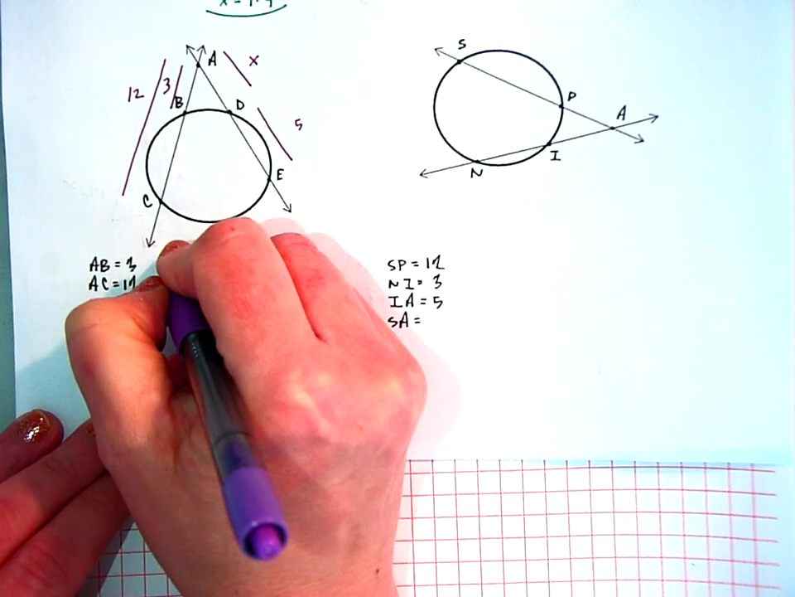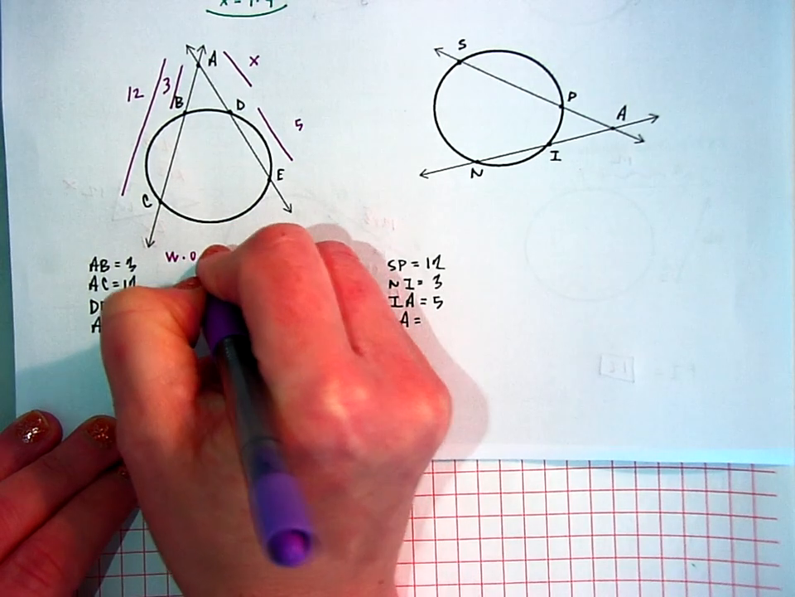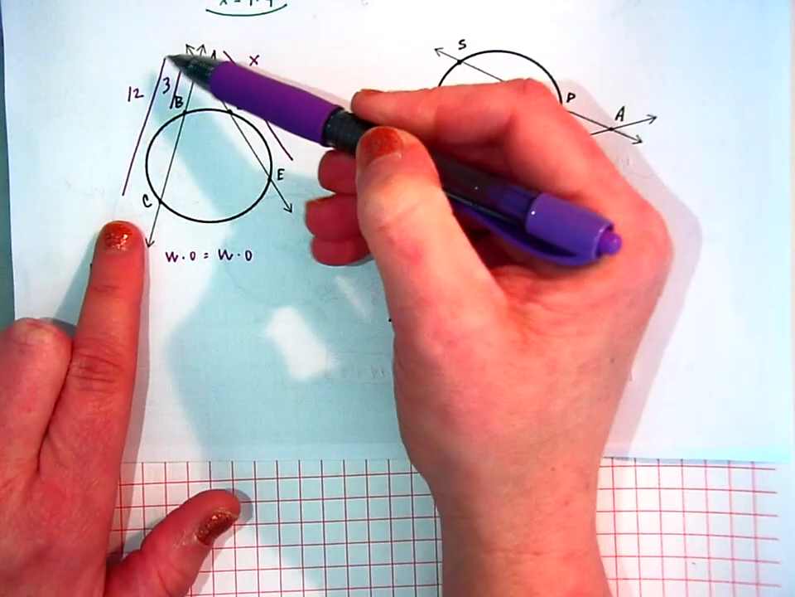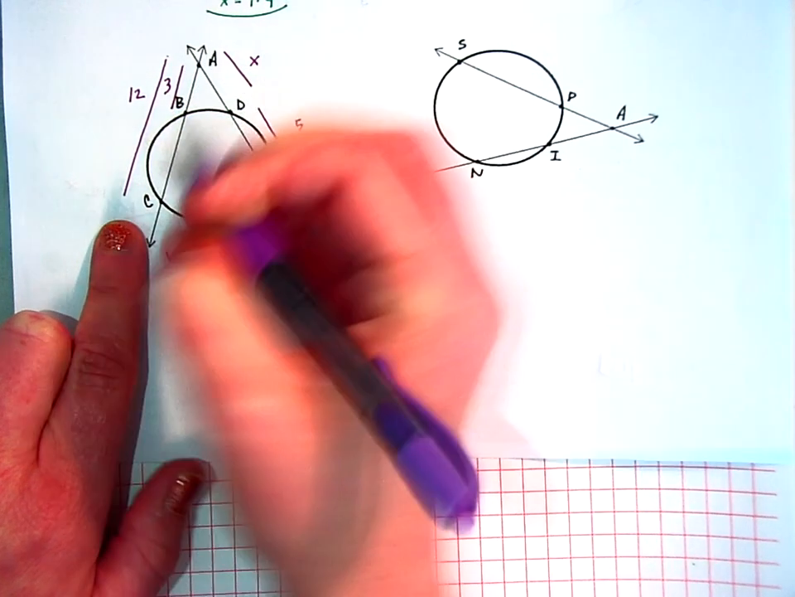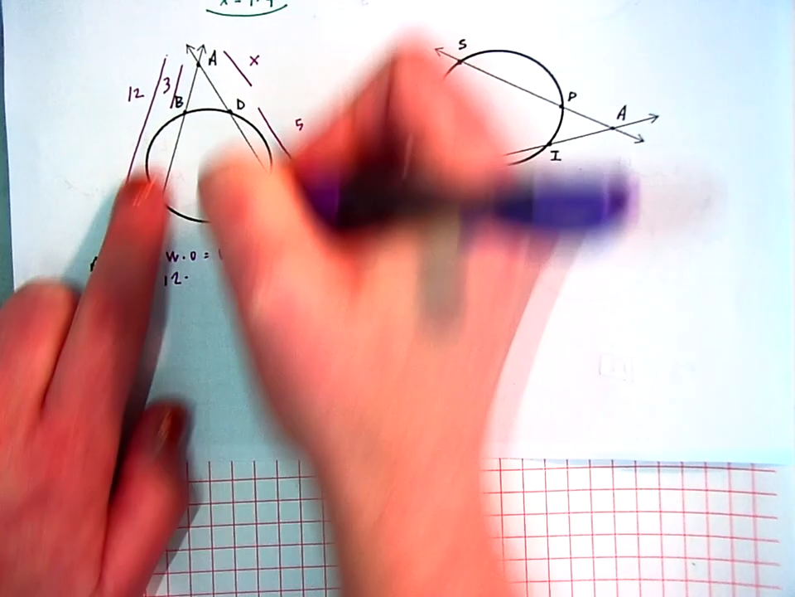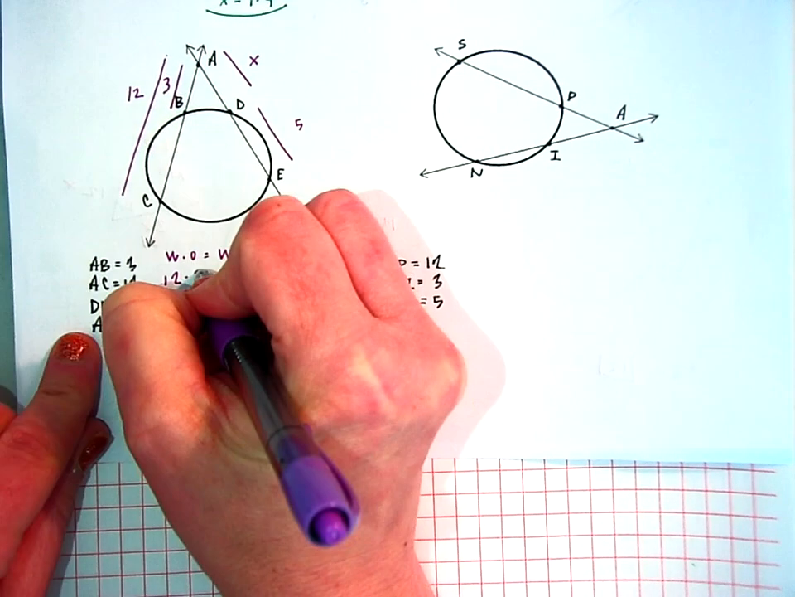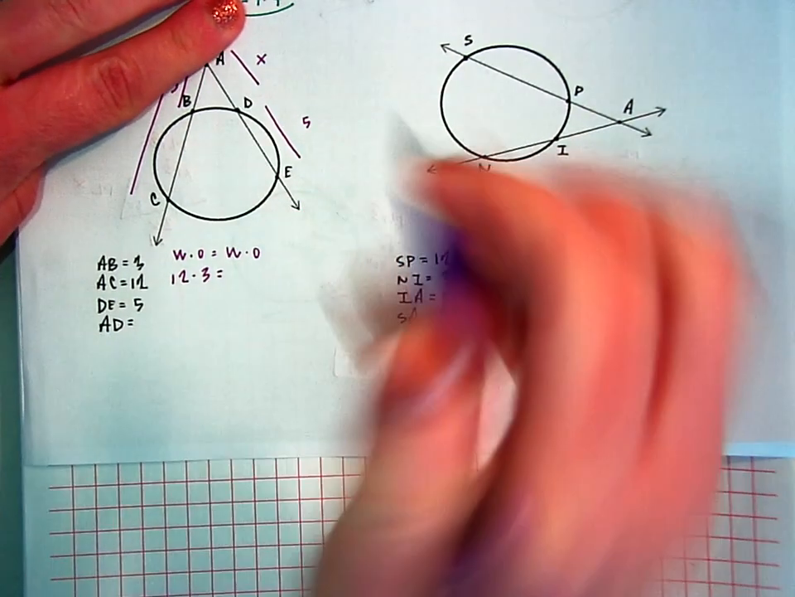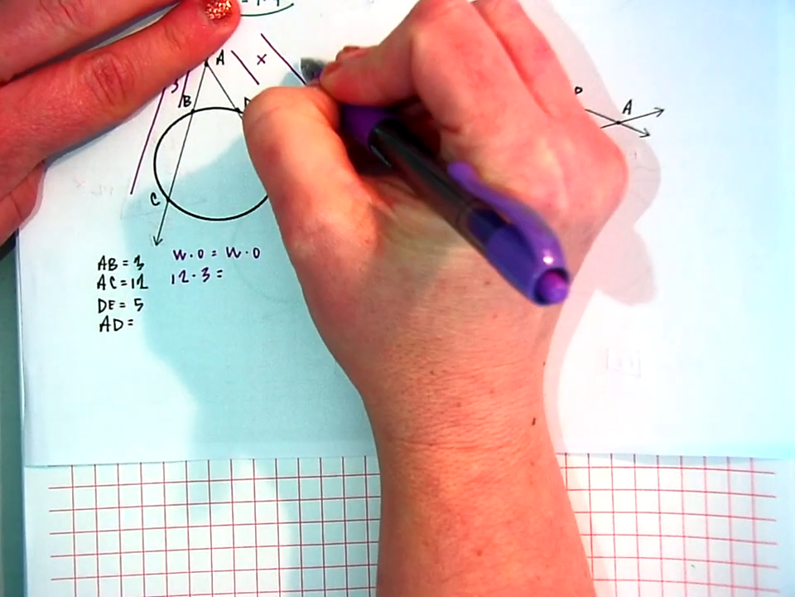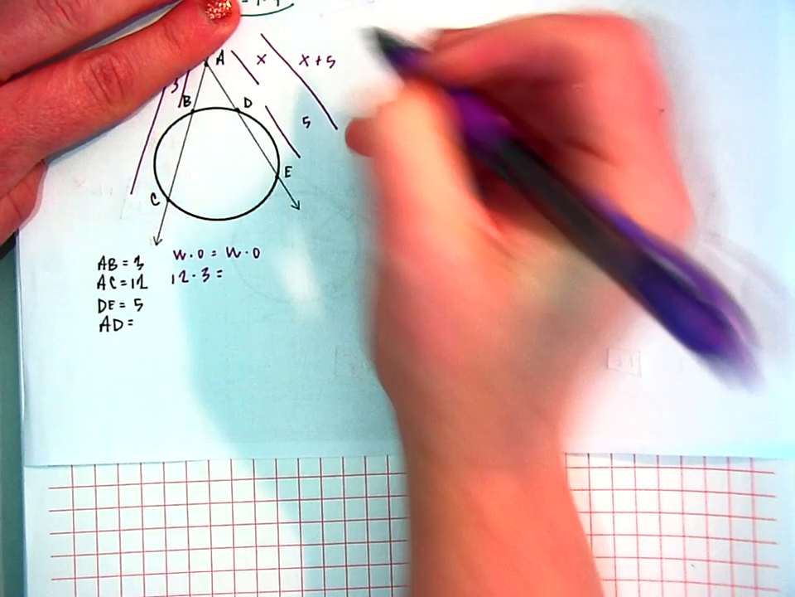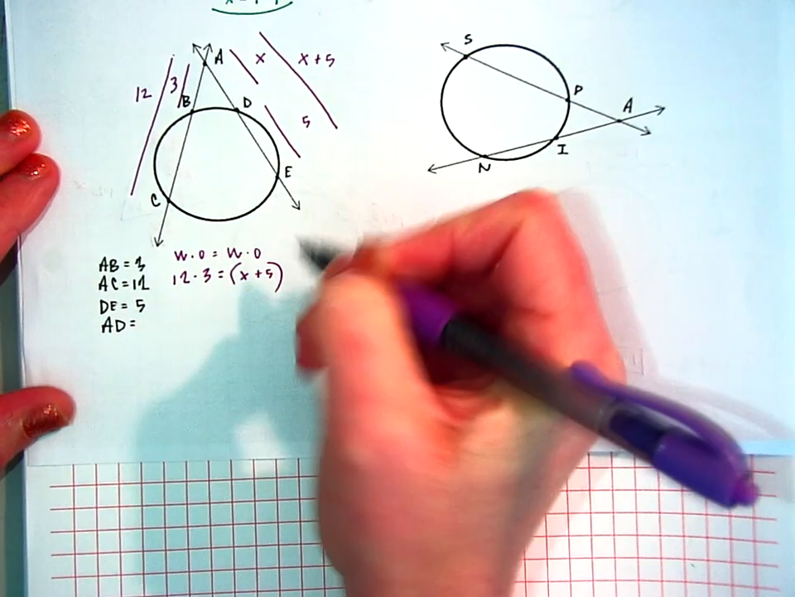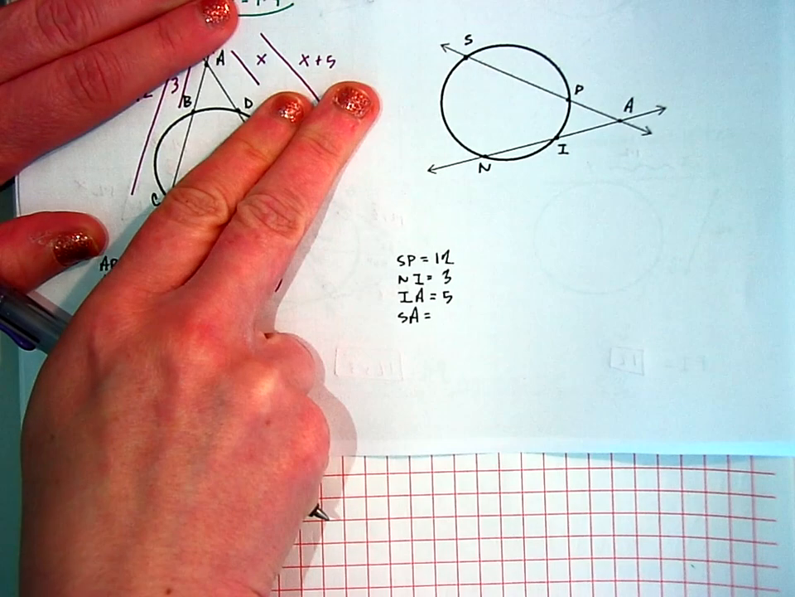So again, laying out my framework, whole times outside equals whole times outside. So on this left-hand side, here is the whole is 12. And then the outside here to here, well, that's 3. Okay, over here, I need the whole. So the whole is adding together the X and the 5. So I have X plus 5 as my whole. And the outside is what I have defined as X.